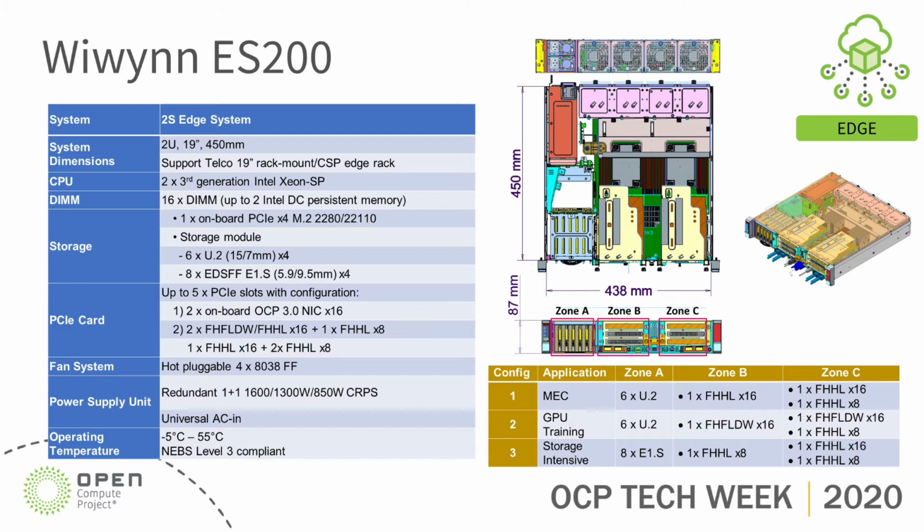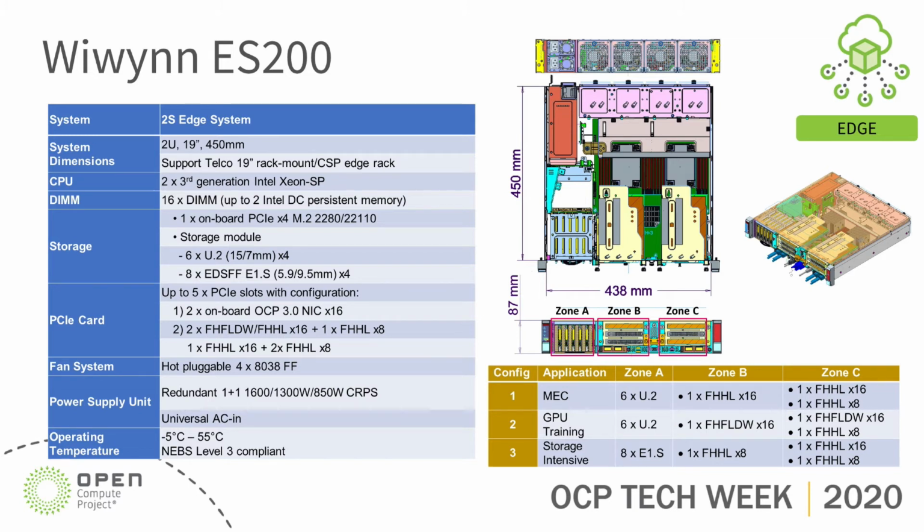So on the right-hand side, you may find a drawing of the system design. In the front view, there will be zone A, zone B, zone C, and you can find the 3 kinds of configurations regarding zone A, B, and C. It is reflected in the left-hand side table with the system specifications. And in the middle part, it is a 450 millimeter chassis. You may also find a rear view of the servers.